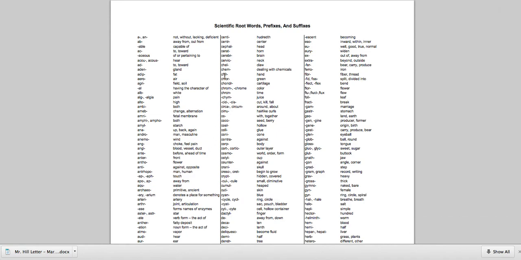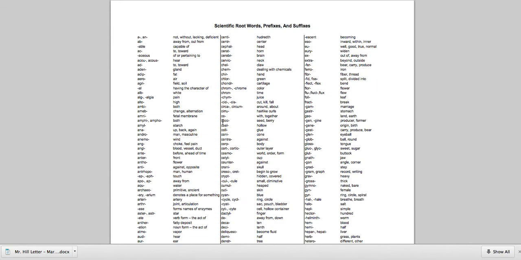So maybe you want to talk about the hand of one of the robots. Well, right here you can see there is a prefix for hand in Latin, and it's chir, C-H-I-R. Or maybe you want to talk about how one of these guys has a cone-shaped head. Then you would use coni for cone. So you can use these scientific root word prefixes and suffixes document to help you come up with very specific Latin sounding names. Remember, they need to be two parts, genus and species.